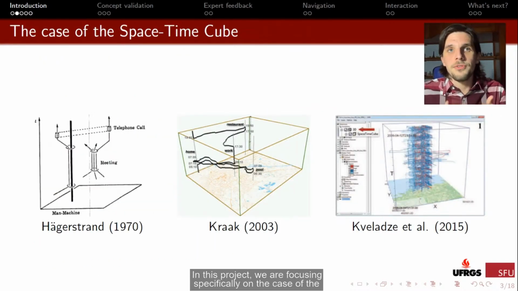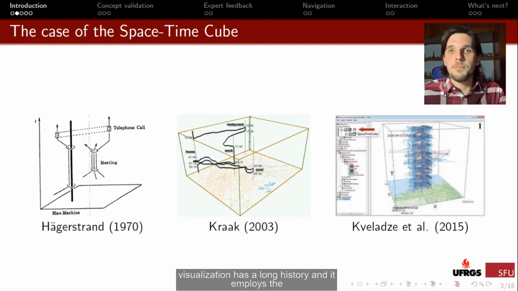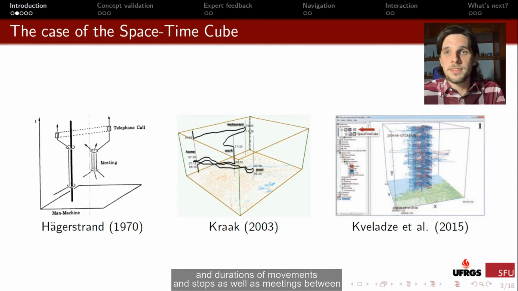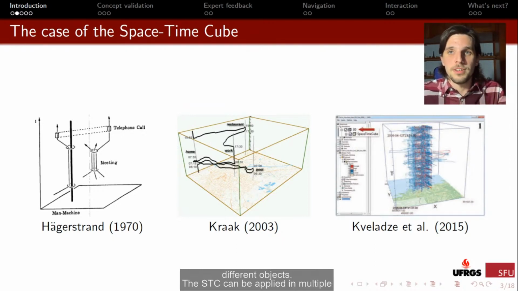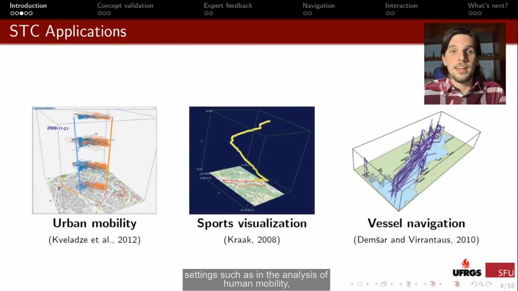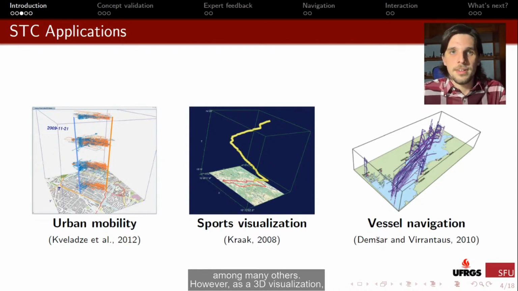In this project, we are focusing specifically on the case of the space-time cube. As you know, this three-dimensional visualization has a long history, and it employs the third dimension to depict the time component of the data. This way, it can be helpful when we want to analyze features such as the speeds and durations of movements and stops, as well as meetings between different objects. The STC can be applied in multiple settings, such as in the analysis of human mobility, in sports visualization, in the visualization of vessel navigation, among many others.